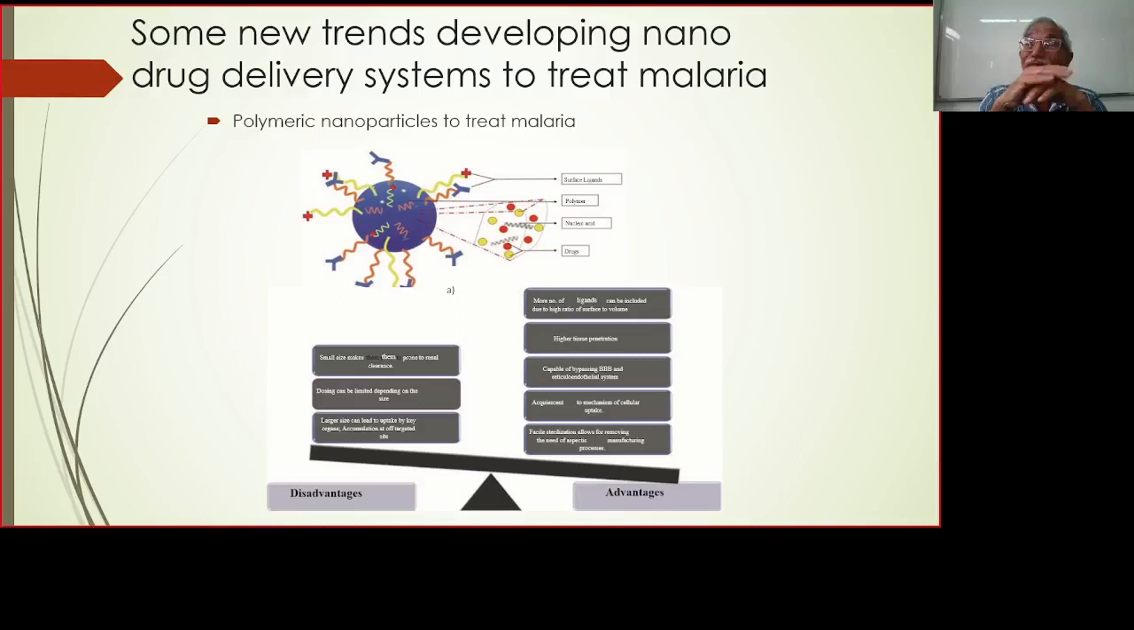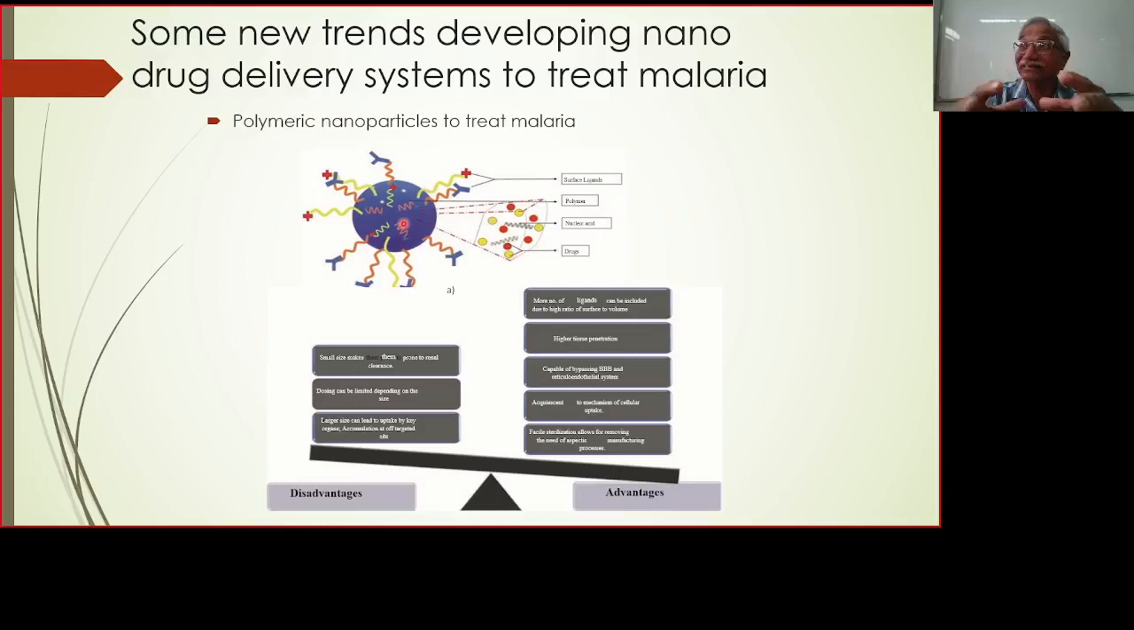So polymeric nanoparticles are used to deliver the antimalarial drugs, and you will find here that this is your polymer. And then on this polymer you can attach ligands and all different types of things. We have already talked about that. You can put all those things on this, and then you can target the parasites which are in the body. So this can be a targeted drug delivery to target parasites. Because when the mosquito bites you, the parasites enter the body, they get into your cells, and then they multiply using the energy from the cells. So now people are understanding the mechanism of how the parasites work in the cell and how they destroy the cell and multiply themselves.